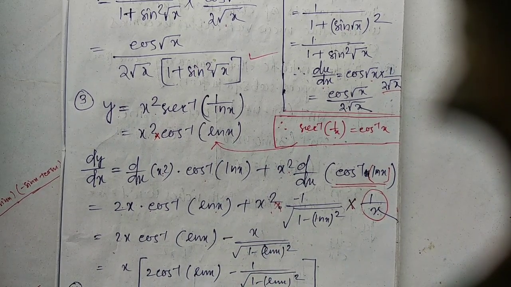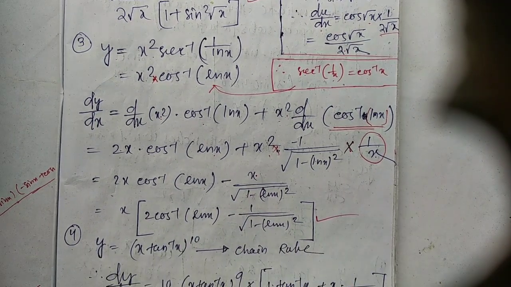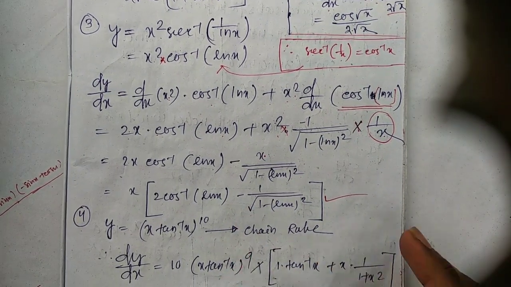x upon square root of 1 minus ln x whole square. Okay, so just take x common, then leave it as it is. After taking common, the answer will be this much. Okay, so let's solve one more problem.